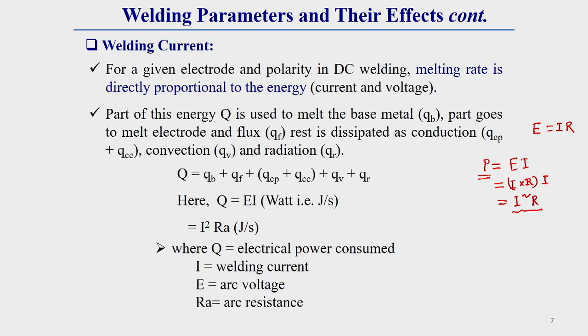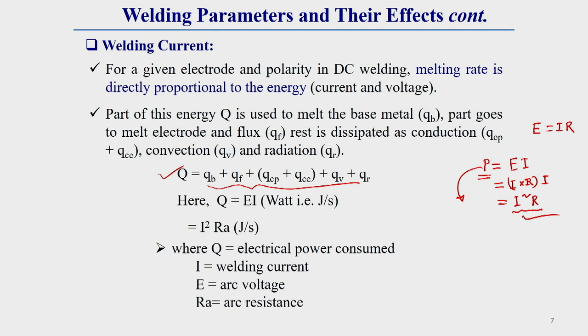For a given electrode and polarity, in case of DC welding, the melting rate is directly proportional to this energy. That means it is directly proportional to the square of the welding current, because heat is generated depending upon this power. The total power coming from the power source to the base material, or total heat power, we can represent in terms of six different components. You should know a little bit of detail about this.